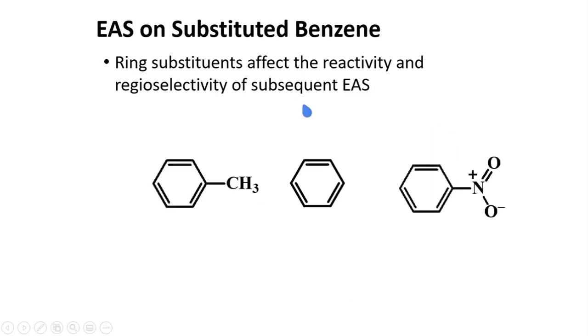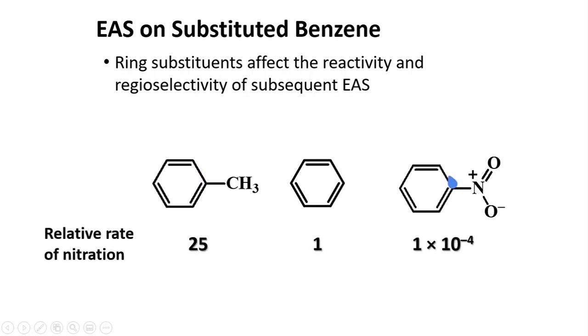Once you are able to place substituents on the benzene ring, these ring substituents can later affect the reactivity and regioselectivity of subsequent electrophilic aromatic substitutions. If nitration of these three compounds is desired, you will notice that they have different rates of reaction. Toluene has the fastest rate of nitration, followed by benzene, and the slowest rate can be observed for nitrobenzene. Why is this the case?